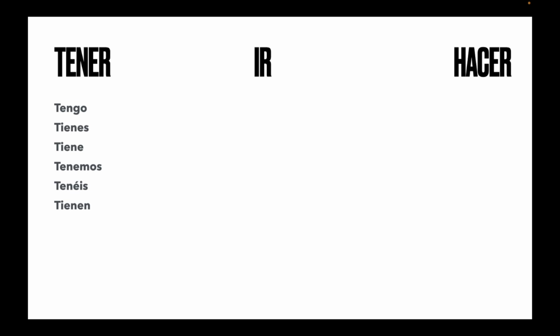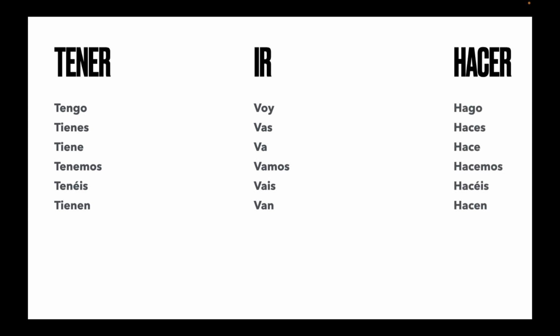Let's do ir, to go. I go is going to be voy. You go, vas. He or she goes, va. We go, vamos. You all go, in Spain, vais. And they go, or you all go, formal version, van. With the pronouns, that would be yo voy. Tú vas. Él, ella, usted va. Nosotros, nosotras vamos. Vosotros, vosotras vais. Ellos, ellas, ustedes van. And lastly, hacer, to do.